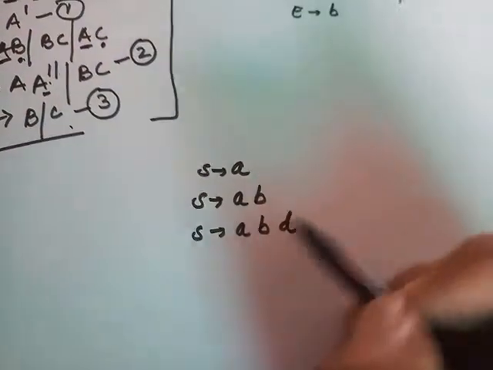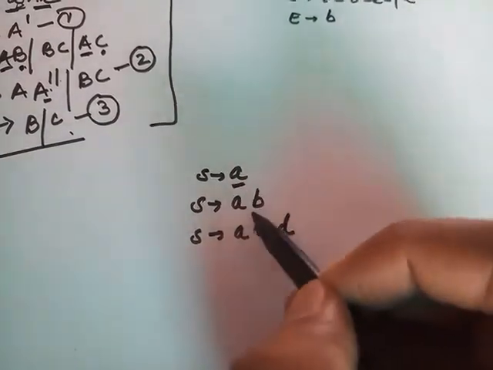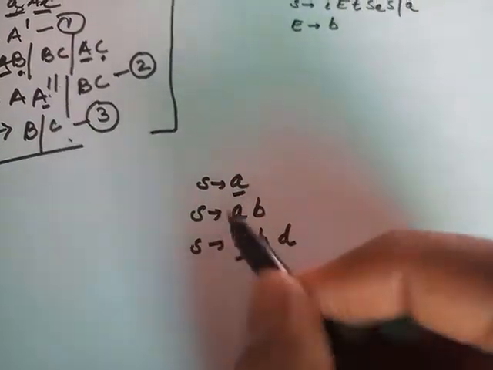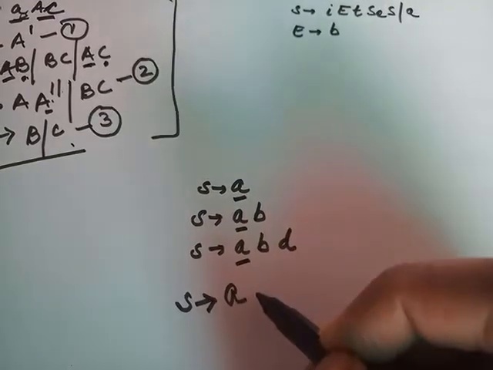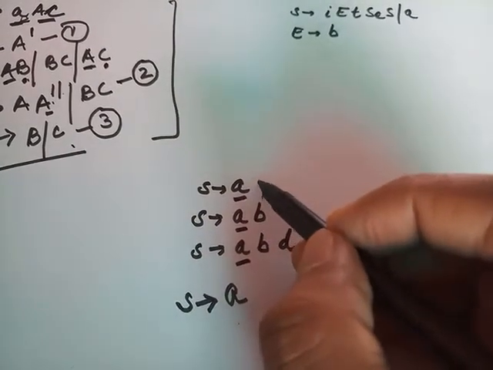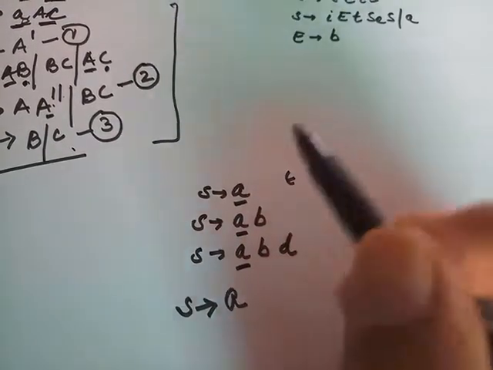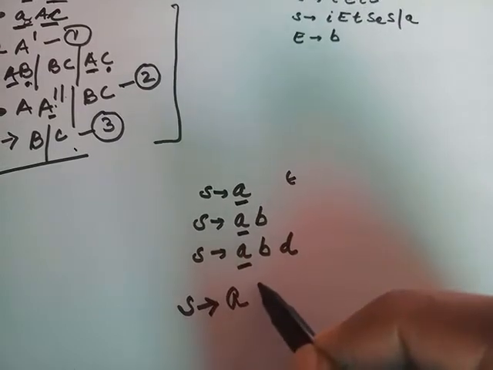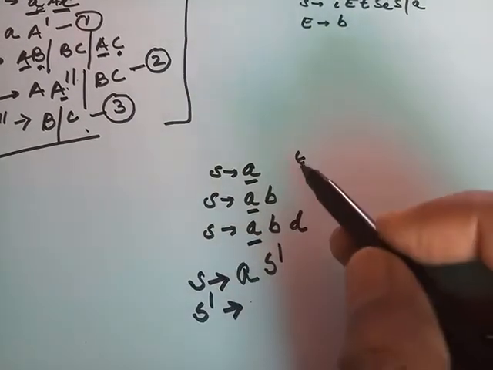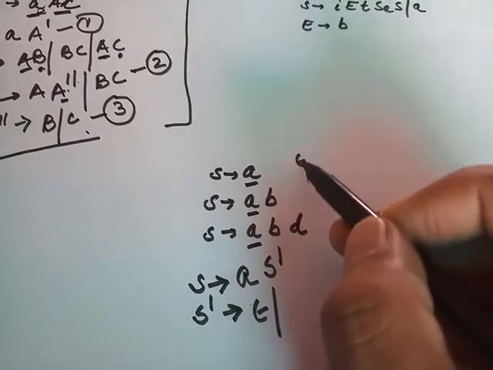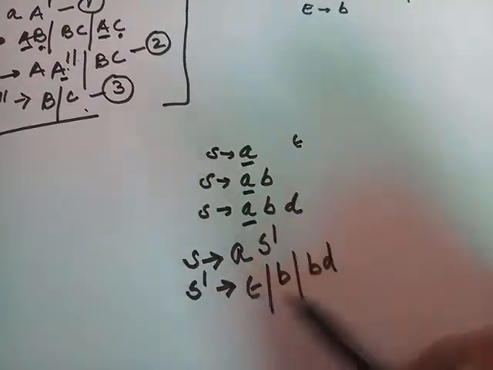Take another example. Just see, it's a very simple one: S generates A, S generates AB, S generates ABD. So what is common in these three? A and A. So what we will do? S generates A, this one, and what is left? See, here nothing is left, and nothing means epsilon. Just remember this. If A is okay, what is left? Nothing, and nothing means epsilon. Here B is left and here BD is left. So I can say that this will be generated by S dash. So what can S dash generate? S dash can generate epsilon, this nothing, then it can generate B, and then it can generate BD. So this is your refinement.